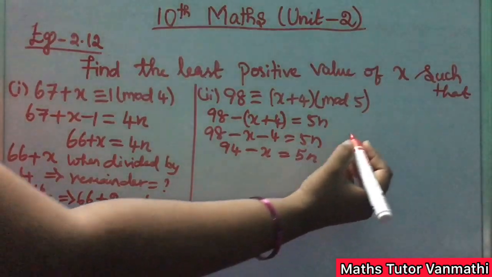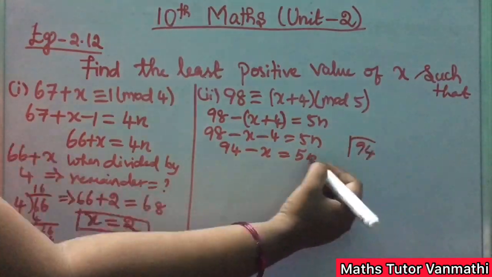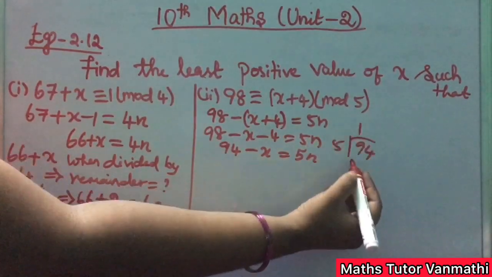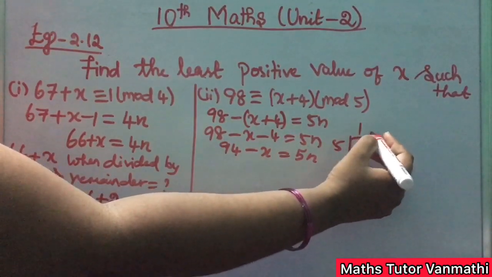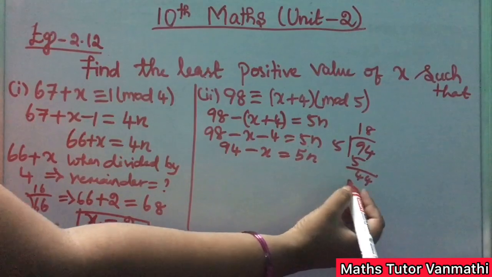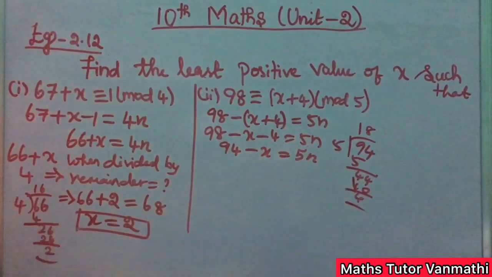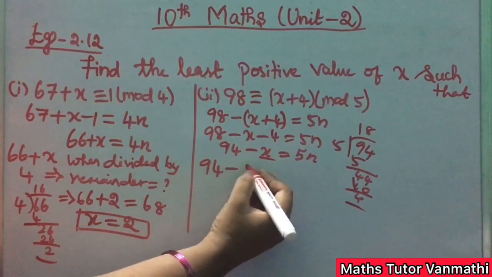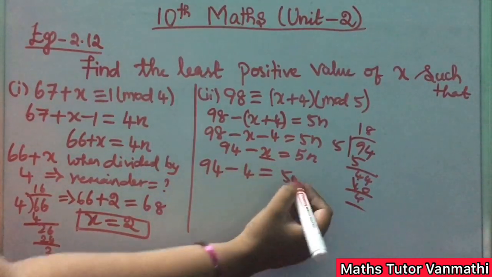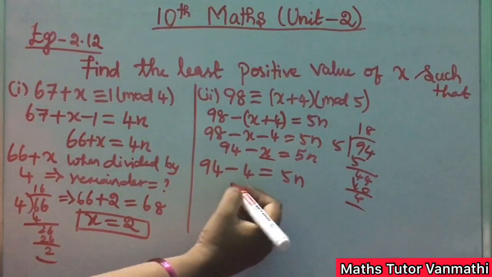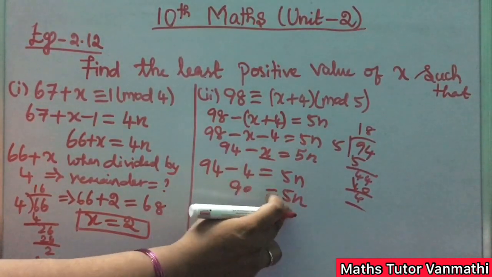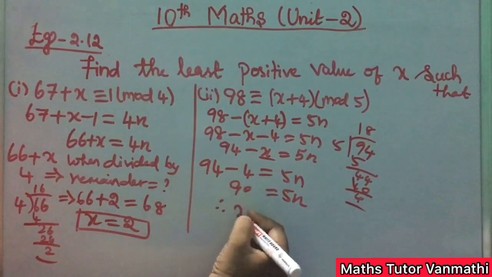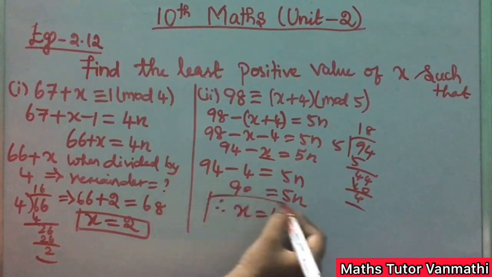Okay, further dividing this 94 by 5, 5 ones are 5, 4, 4, and then 5 eights are 40, the remainder will be 4. So this is your x value, that is 94 minus 4, you will get 5n. 94 minus 4 is 90. So 90 is divisible by 5. Therefore x value is 4.